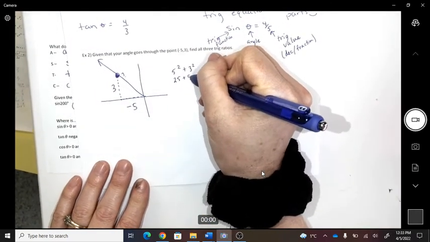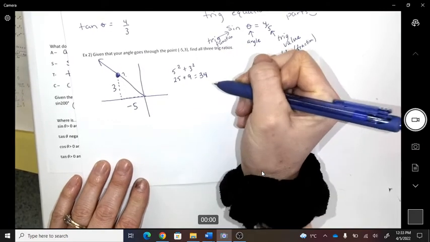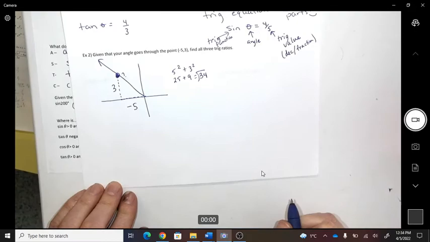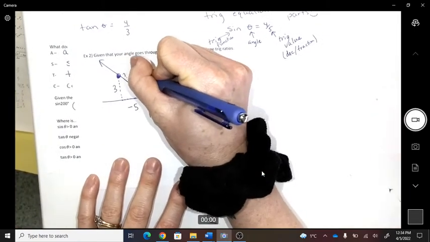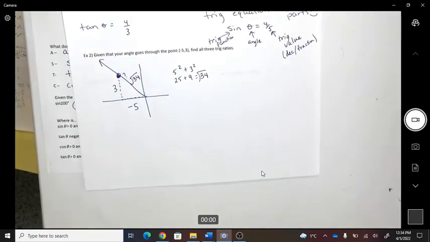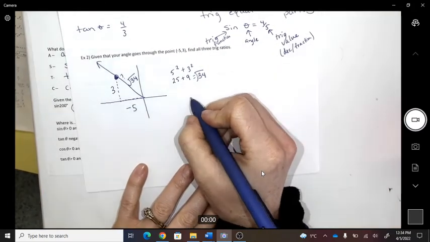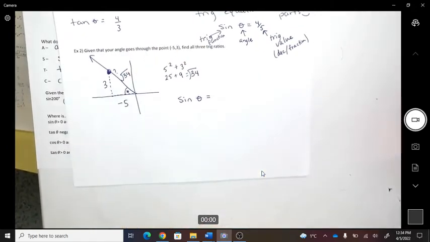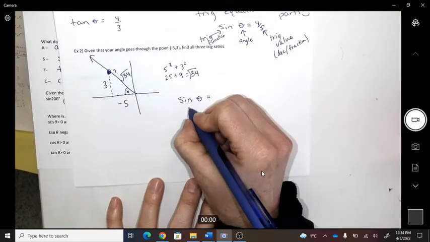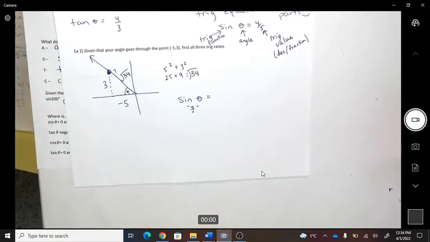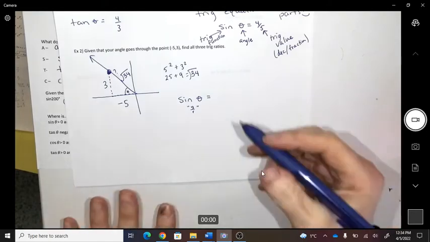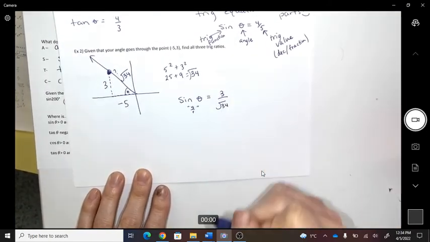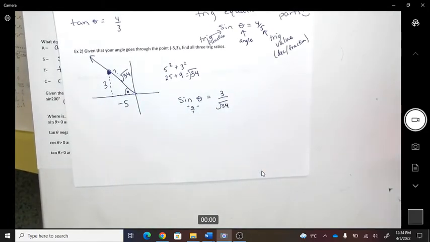Okay, so 25 plus 9 should be getting us a 34. Does that square root perfectly? No. Nope. So I'm going to leave it. Okay, so sine theta, sine of the angle that we're talking about. You can go SOH, or you can do y over r, whatever method you like. If you're doing the SOH, pick that out, or y over r. That look okay? Y and r.